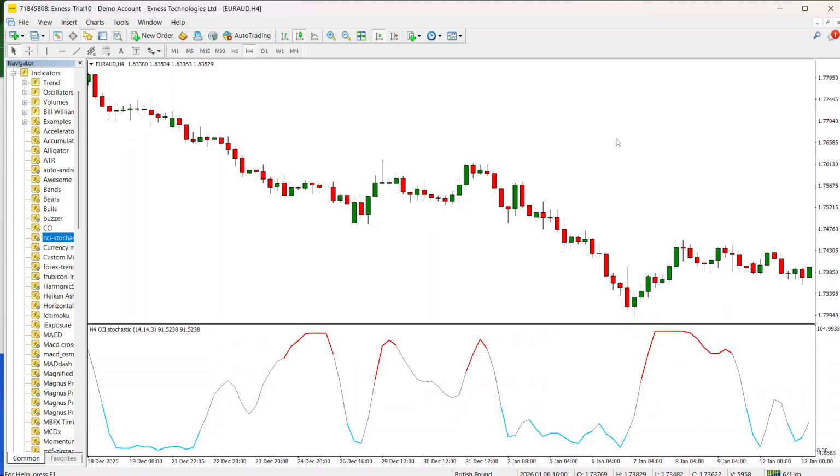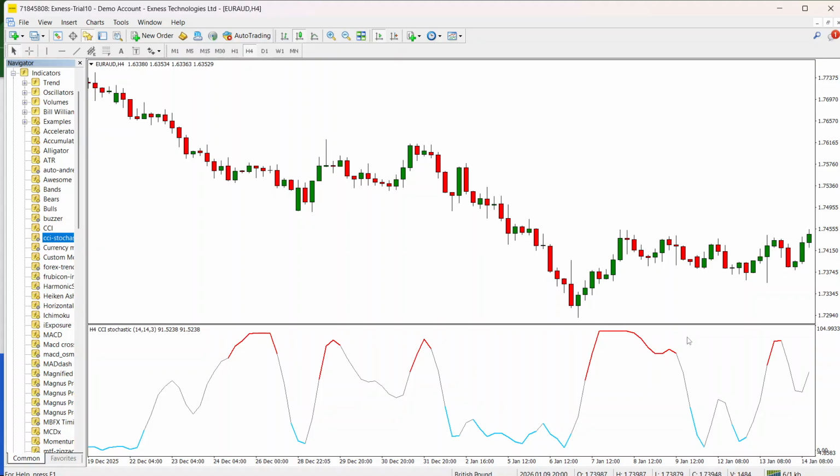Typical sell conditions form when CCI is above 100, and stochastic is near or above 80 or turning down. This alignment helps filter out weaker one-indicator signals since you are waiting for both momentum tools to reach similar extreme zones before considering action.